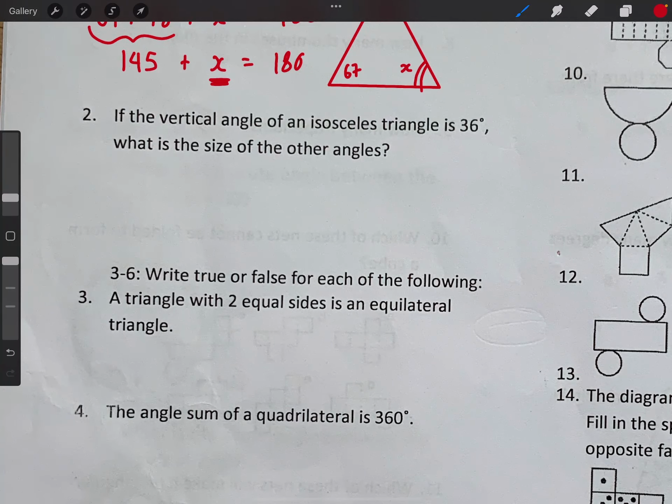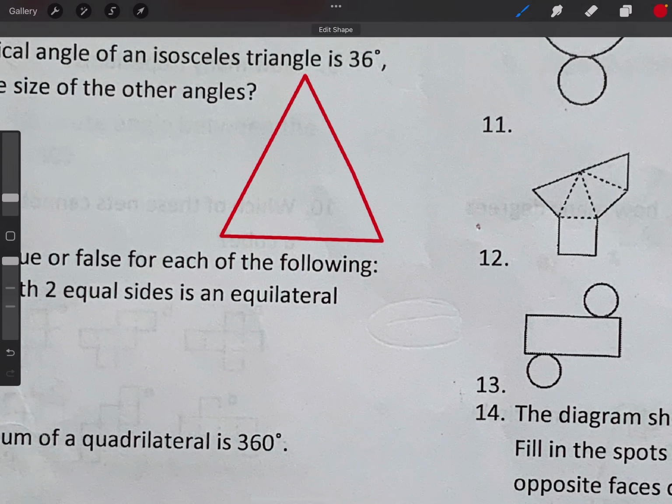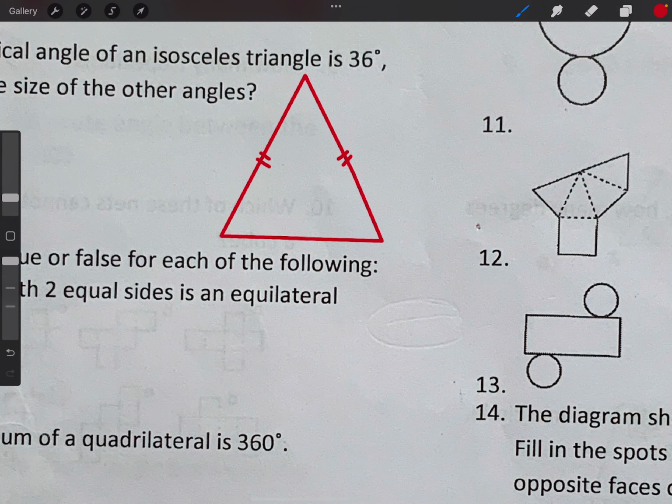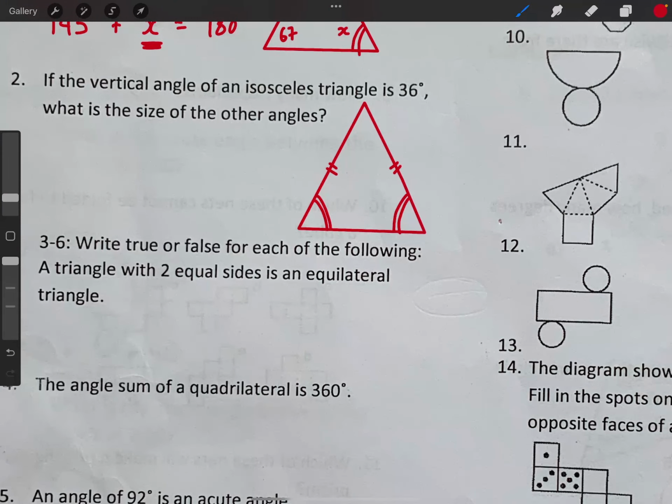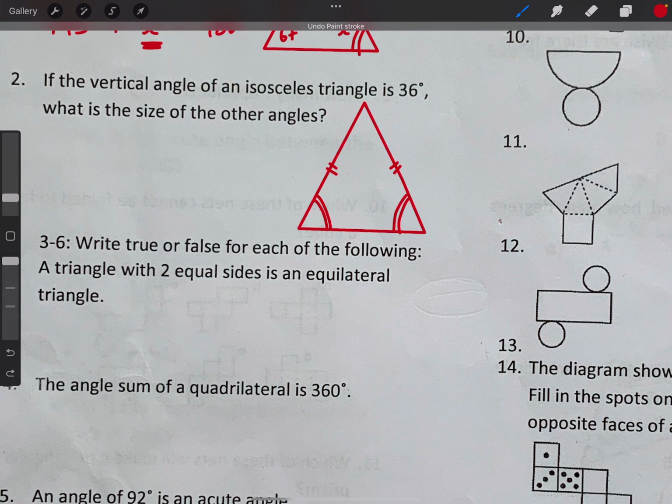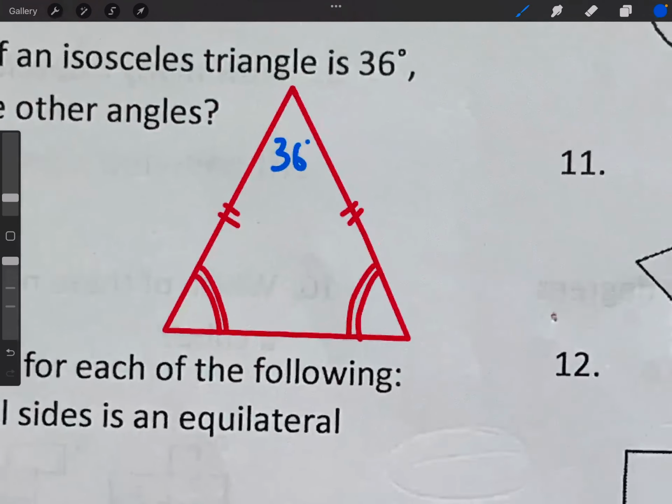Alright, next one, question 2. The vertical angle of an isosceles triangle is 36 degrees. What is the size of the other two angles? An isosceles triangle means that two sides of this triangle are the same length. If you have two sides of the same length, these two angles must be the same angle. It says the vertical angle, which is the top one here, is 36 degrees. So let me put that in blue. This will be 36 degrees.